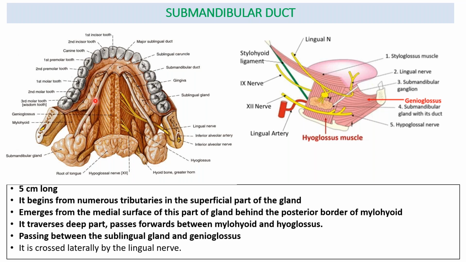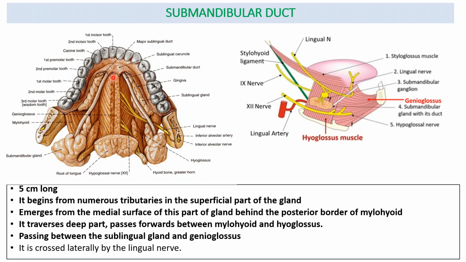And where does it run? It runs forwards between the two muscles, the mylohyoid muscle and the hyoglossus, between this plane. That is, it is running on the hyoglossus muscle and overlapped by the mylohyoid muscle. Now in front, when it reaches, it is passing between the sublingual gland and another muscle.